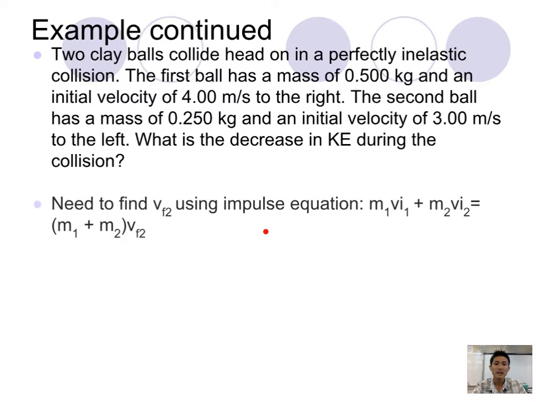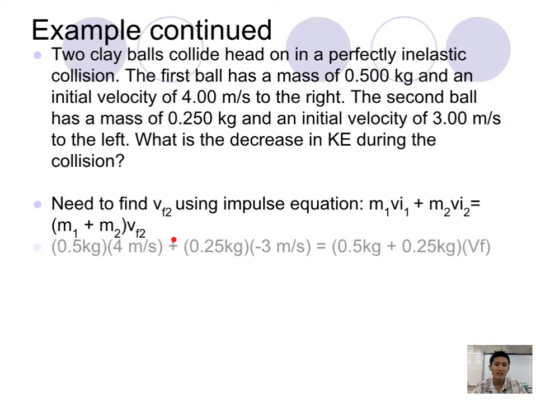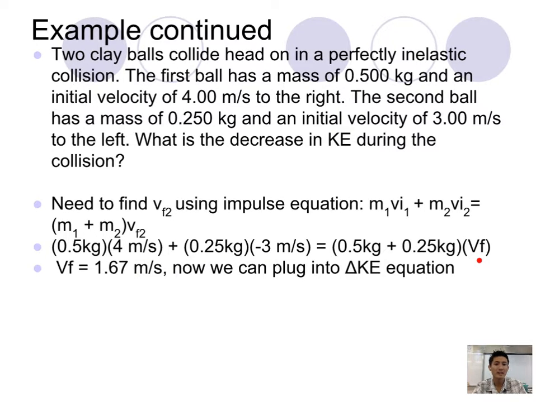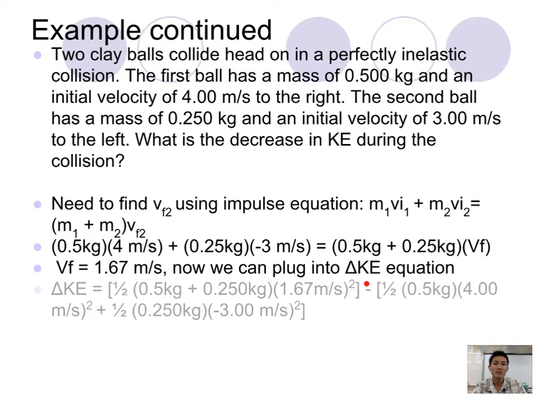If we take our momentum equation, m1 v1 initial plus m2 v2 initial equals the combined masses times our final velocity, we can figure out what that final velocity is. So let's plug in the numbers. We have 0.5 times 4, plus 0.25 times -3, that's the second ball. Then they stick together, so we combine their masses, and they're moving at the same final velocity. If you calculate it, you can check my work, it comes out to 1.67, which now we can plug into the original equation.